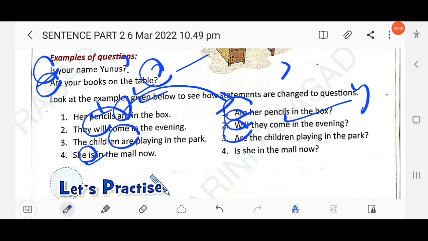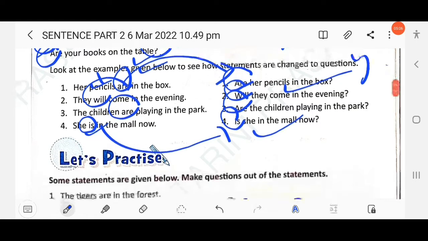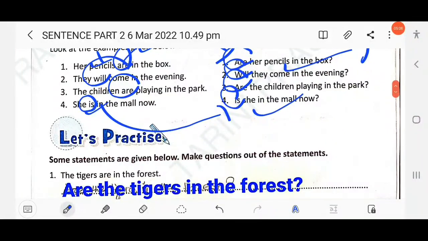So you just have to bring the verb to the beginning of the sentence if you want to change the statement into yes/no or interrogative, or you can call it a question, right? She is in the mall now. So here, is will come to the beginning. Is she in the mall now? Clear? So interrogatives are two types, right?